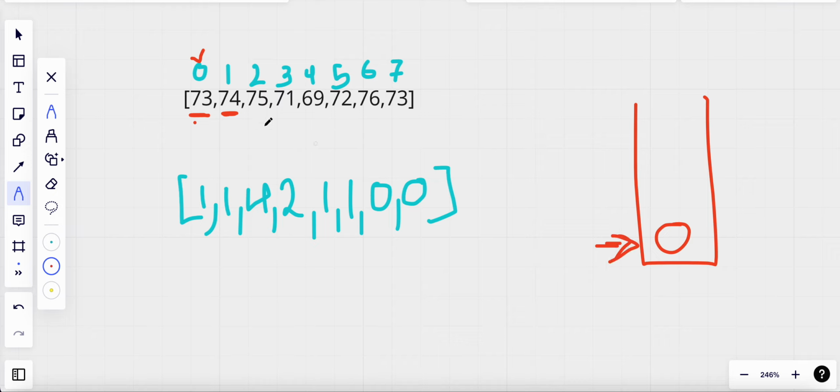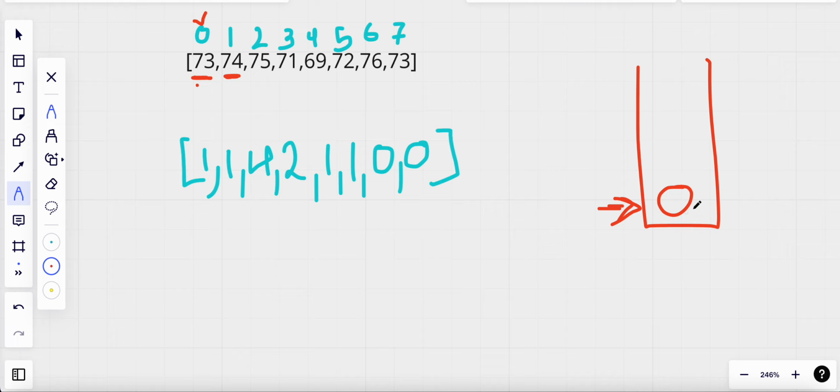And yes, 74 is greater than 73, which is at index 0, right? So what we are going to do is pop this value from our stack. So we pop this from our stack, and now what we take is the difference.